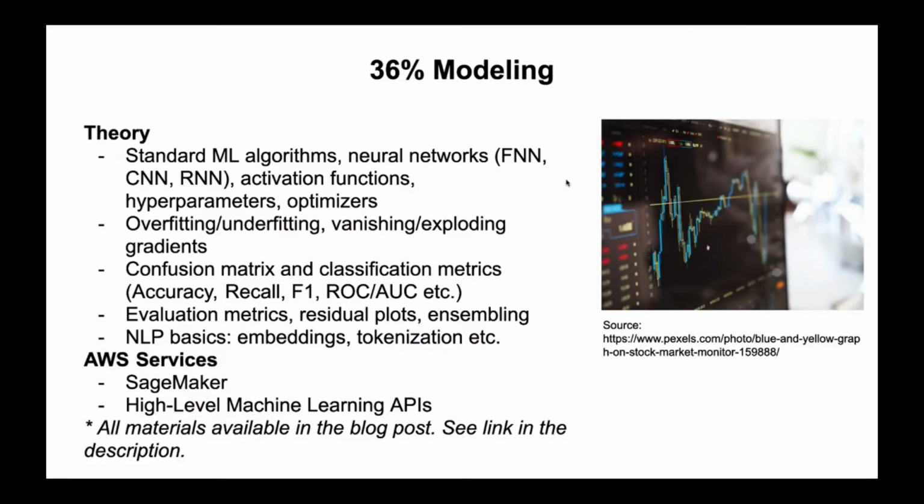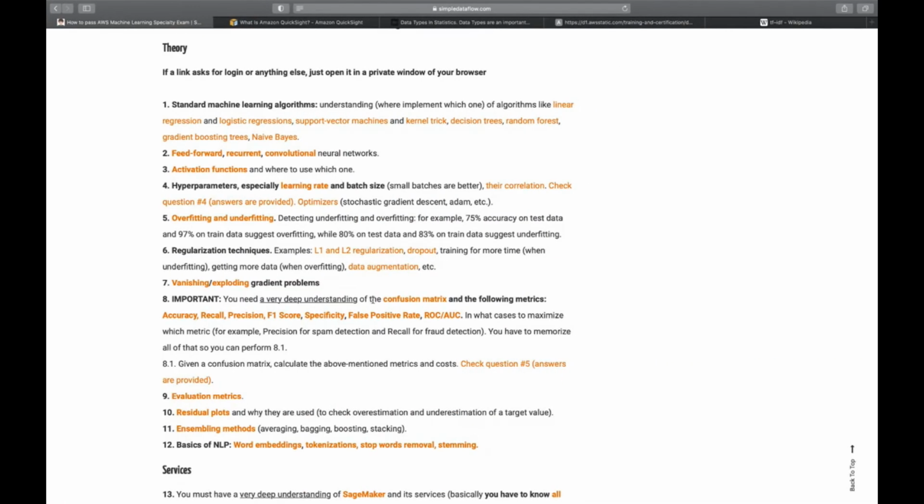The next section is modeling, which is the biggest section of the exam, taking 36%. And here you have to know a lot. You need to know both theory and AWS services. And again, everything is available in the blog post.